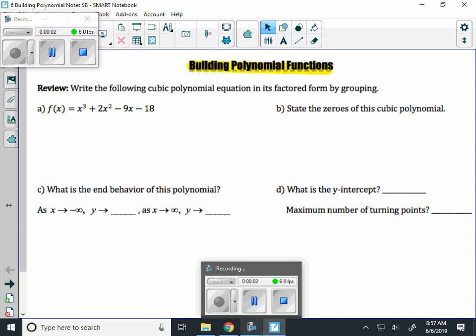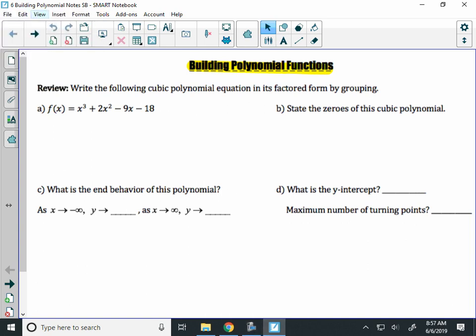Right, these are the notes for lesson 2 of unit 9, building polynomial functions. So let's do a little bit of review. Let's ease into figuring out how we're going to build these functions. It says write the following cubic polynomial in factored form. We're going to do that by factoring, and we're going to group.